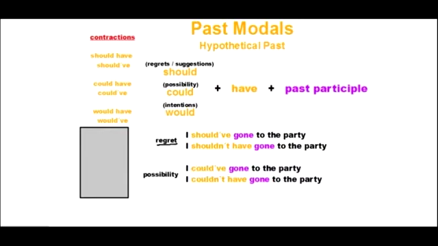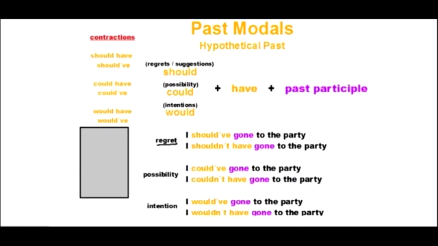Or, it wasn't possible for me to go to the party. I couldn't have gone to the party, right? So the negative with couldn't, auxiliary verb, and the past participle, right? So possibility, could and couldn't. Now let's take a look at our last ones, okay?